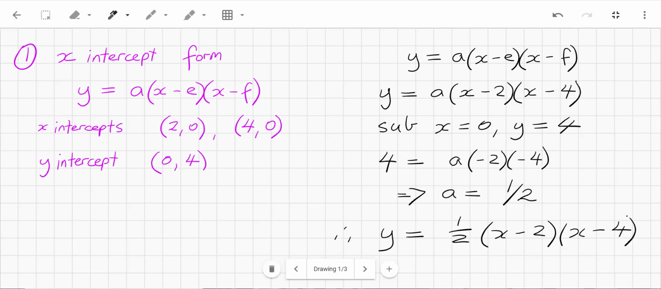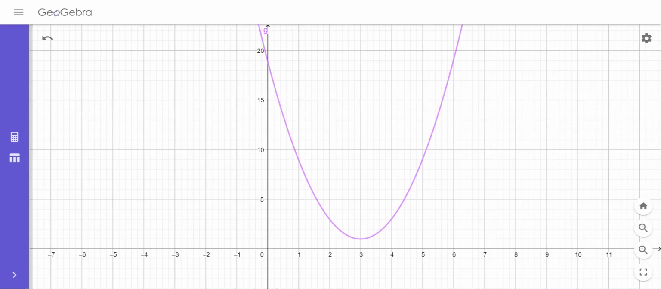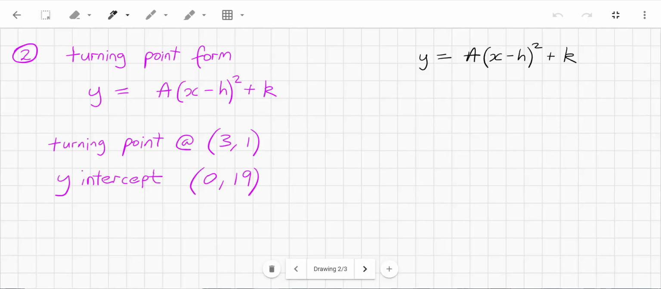The second parabola, here in purple, this time I've got down here its turning point at (3, 1), and a y-intercept up here at (0, 19). So I'm going to go ahead and use what's called the turning point form of a parabola: y = a(x - h)^2 + k. So I've noted down here from the graph the turning point at (3, 1) and a y-intercept at (0, 19).